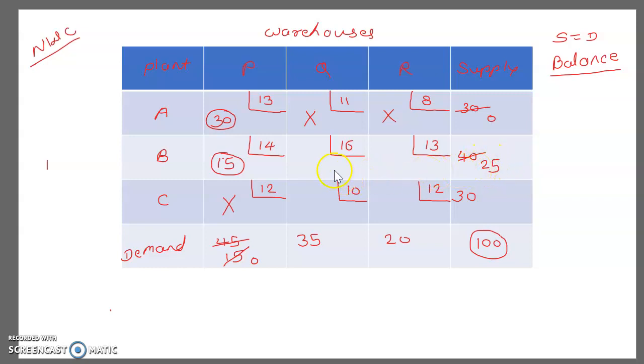Then only 4 cells are remaining, and within these 4 cells, this is our northwest corner cell. The demand of this cell is 35 and the available capacity is 25. So put here the minimum amount, that is 25. So I have put here 25. Finished, so the balance is 0. Now here the balance is 10. So I am going to cross out this cell because in future we are not going to allot any single unit in this cell. Now only 2 cells are remaining.